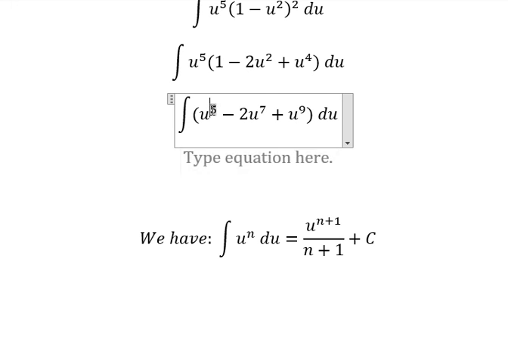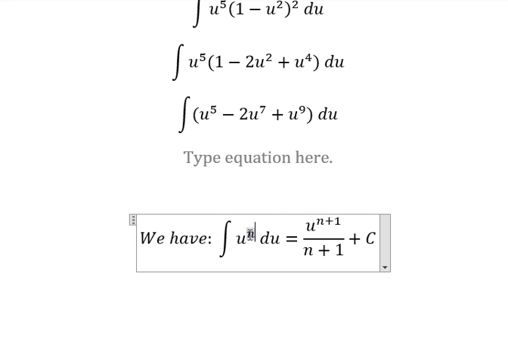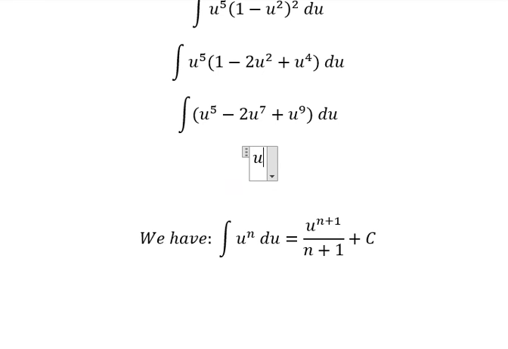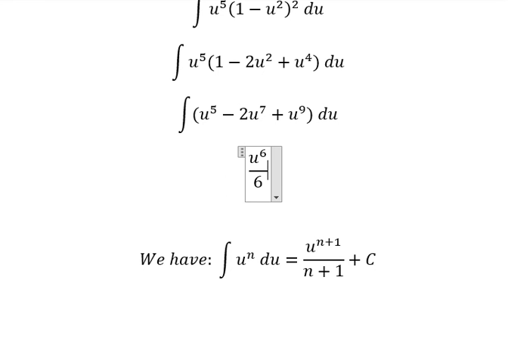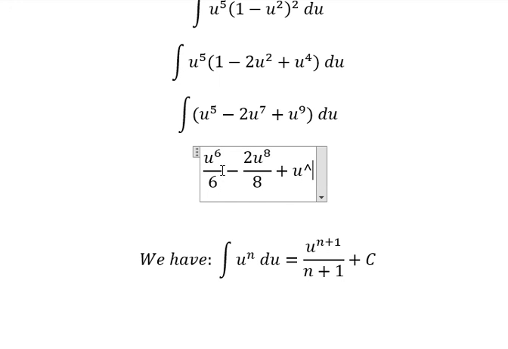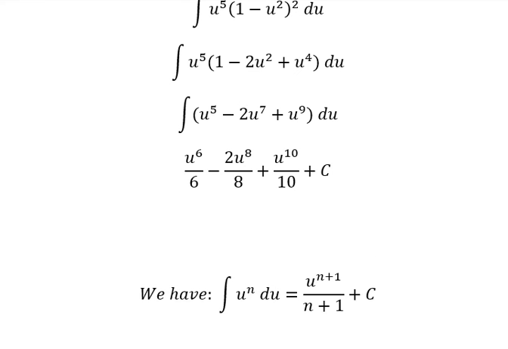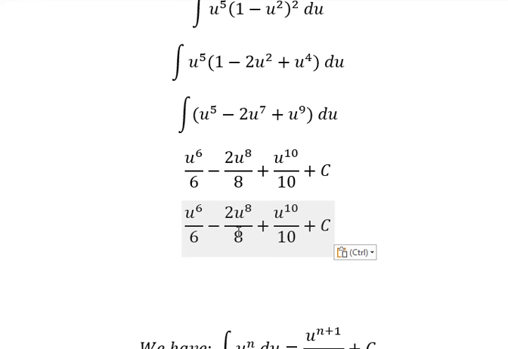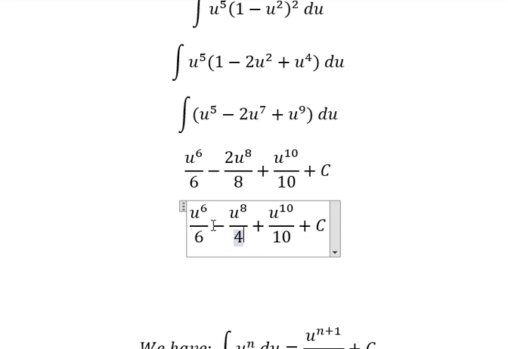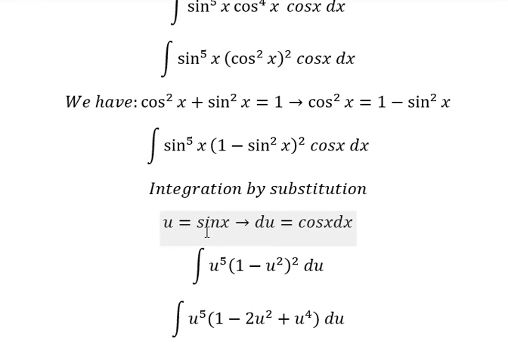So we put number 5 in here. So 5 plus 1, we have number 6. So we have u to the power of 6 over 6. Now similar for the second one, and the last one. Two divided by 8, we have 1 over 4. U we change back to sine x.